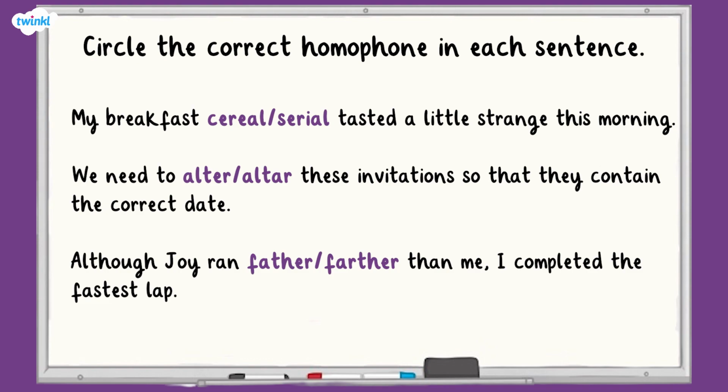The first sentence says, my breakfast cereal tasted a little strange this morning. Which homophone is the correct choice? Well done if you chose cereal, spelt C-E-R-E-A-L.